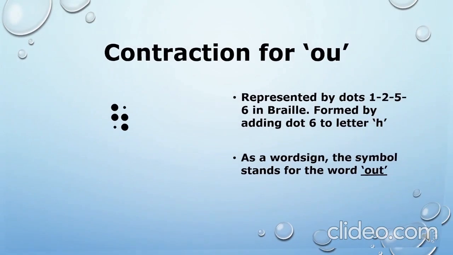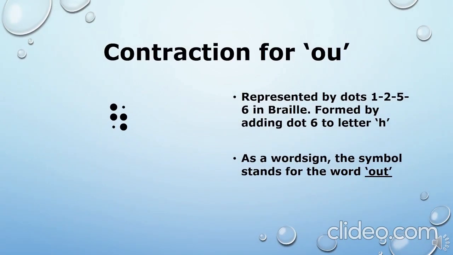Next, let's have our third contraction, which is the contraction for OU. In Braille, this is represented by the dots 1, 2, 5, 6. This is derived from letter H with the addition of dot 6. Again, letter H with dot 6. Now, the contraction for OU can be used as a word sign and also as a group sign. As a word sign, it represents the word out, O-U-T.